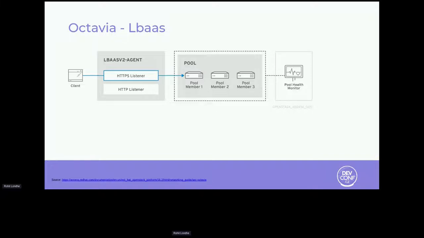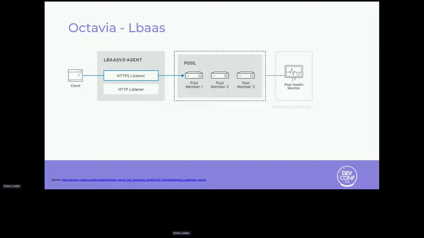Then we have the member, which is inside the pool. Members are your instances, like the Nova instances that serve traffic behind your load balancer, or what we also call the amphora. So you can have multiple such members inside one single thing called a pool. This pool is nothing but a grouping for your members.